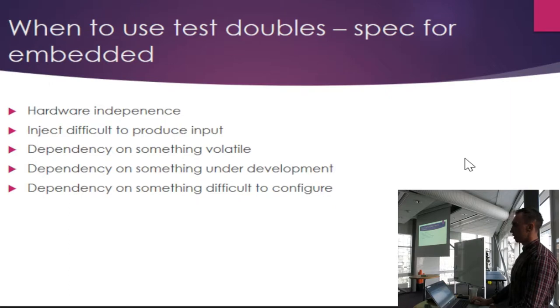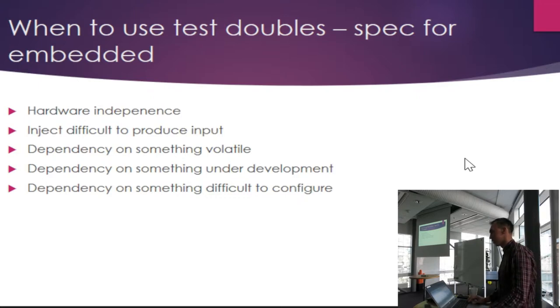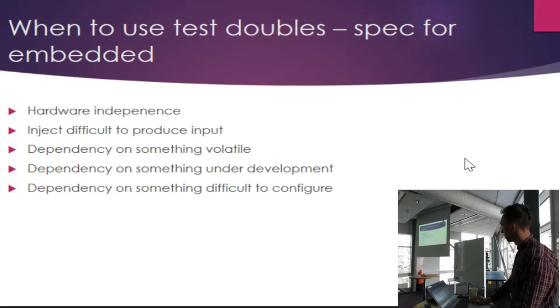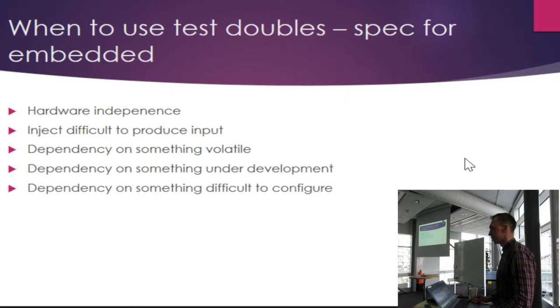So, okay, now let's talk a little bit about test doubles. Test doubles or test mocks or test stubs are kind of working with dependencies. And so when to use them in embedded? Firstly, when you have some kind of hardware dependency, you want to run your unit tests both on your development machine and on your target board. So you have to make some kind of isolation layer from the hardware. Then you need to make some kind of test doubles, to write code which will act like the hardware.